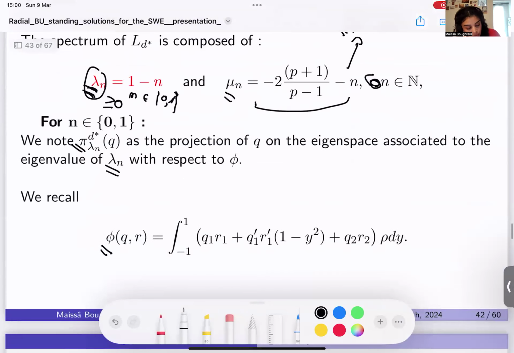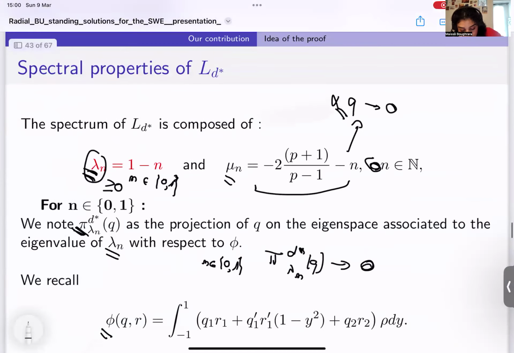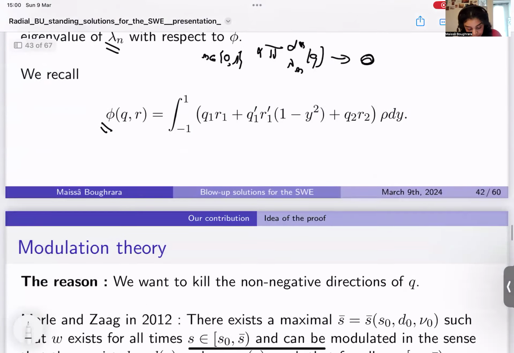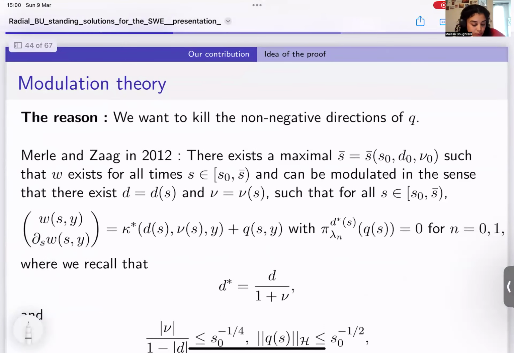I'm not going to give more details about this operator, but basically we are doing the projection with respect to the adjoint of this operator, not this operator. When we do this projection, we need the projection of Q onto the eigenspaces of lambda n for n between 0 and 1 to decrease to 0 with an exponential speed. Studying this is almost the same as having the decaying of the negative projections. Now, the modulation theory.